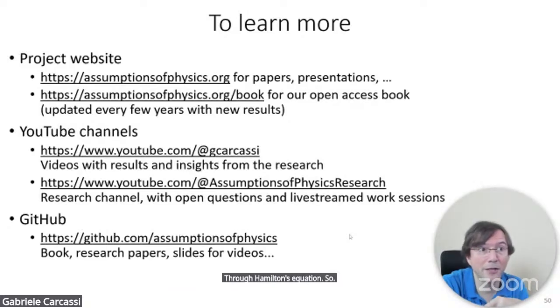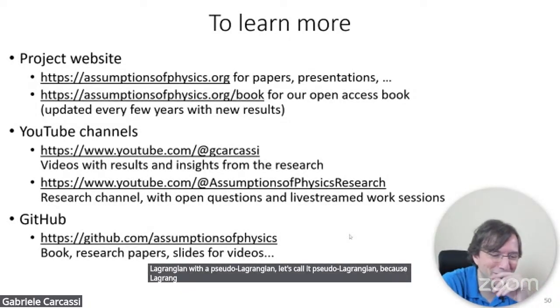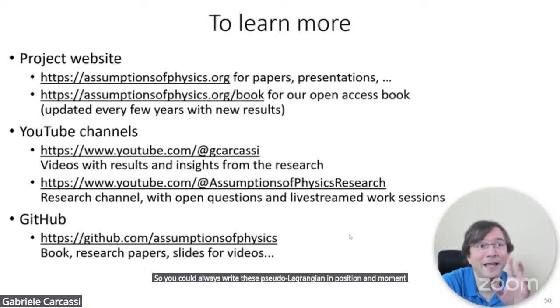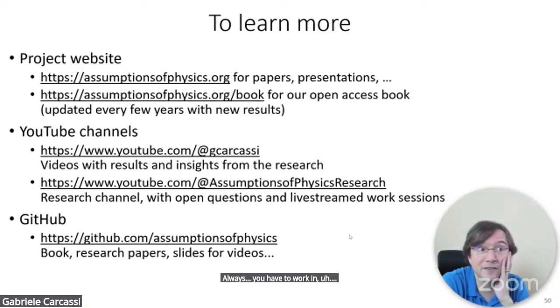So in principle, you could always have a Lagrangian, it's a pseudo-Lagrangian. Let's call it pseudo-Lagrangian because the Lagrangian has to be a function of position and velocity. So you can always write this pseudo-Lagrangian in position and momentum, but then it's explicit that you're working in phase space. But that you can do, yes.